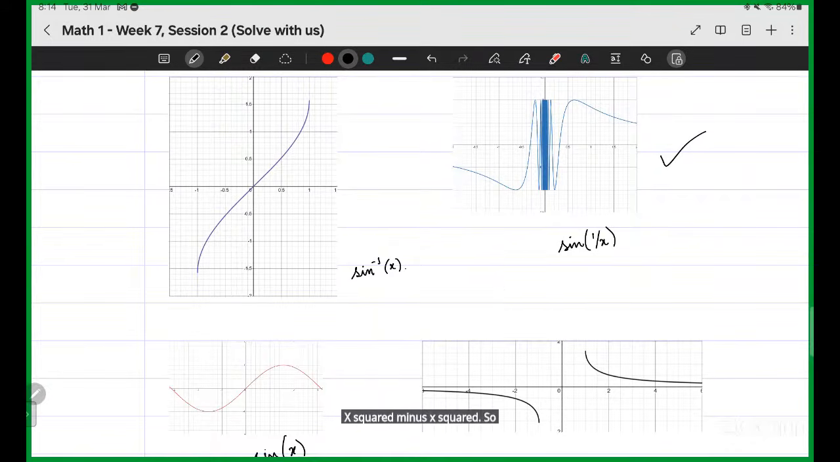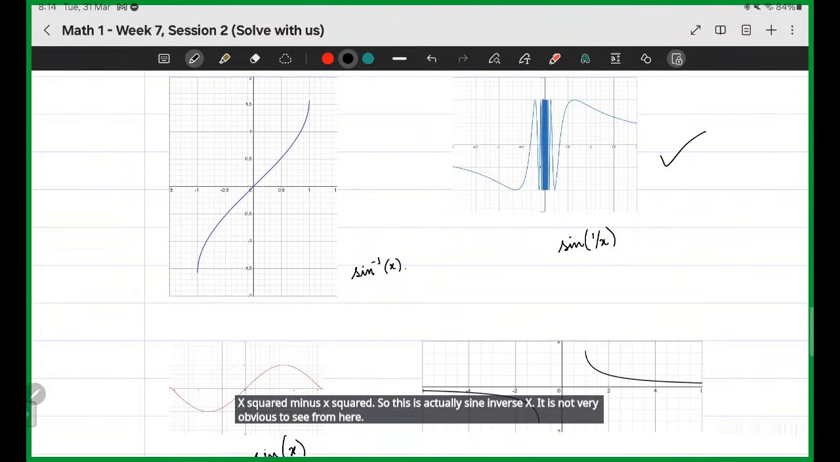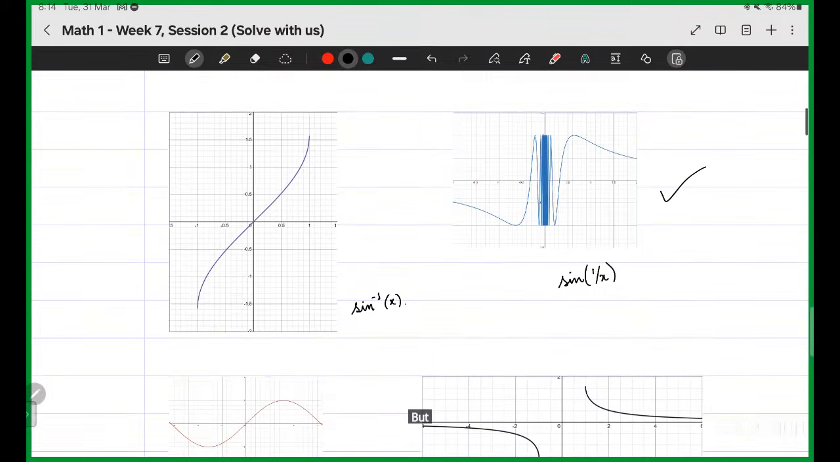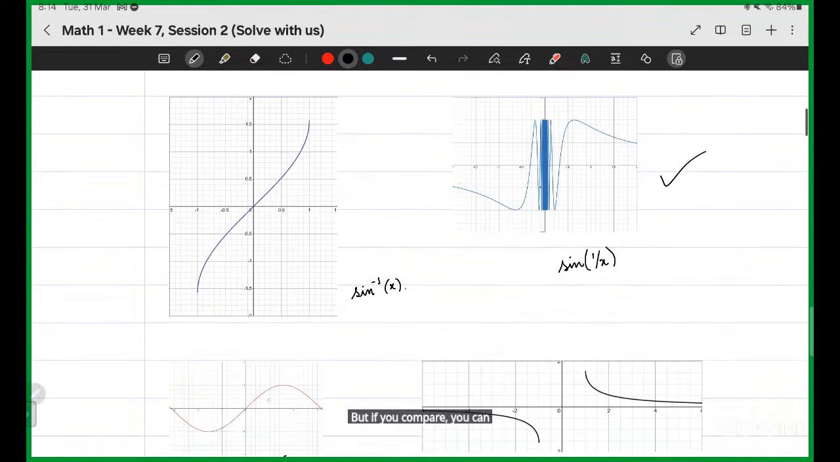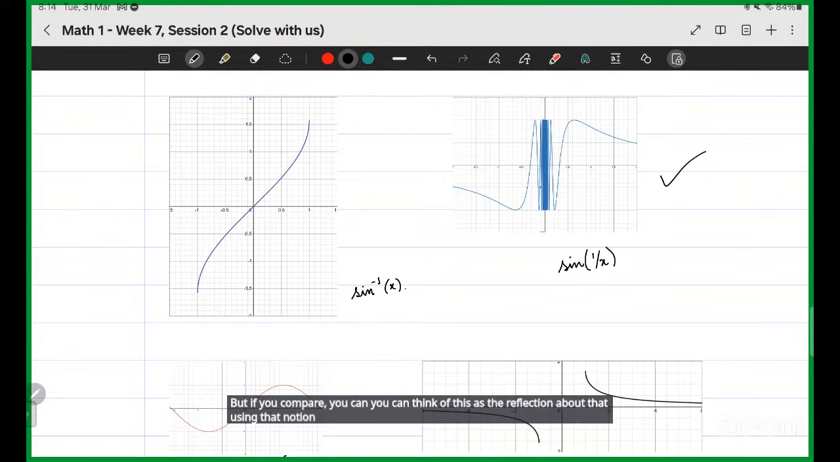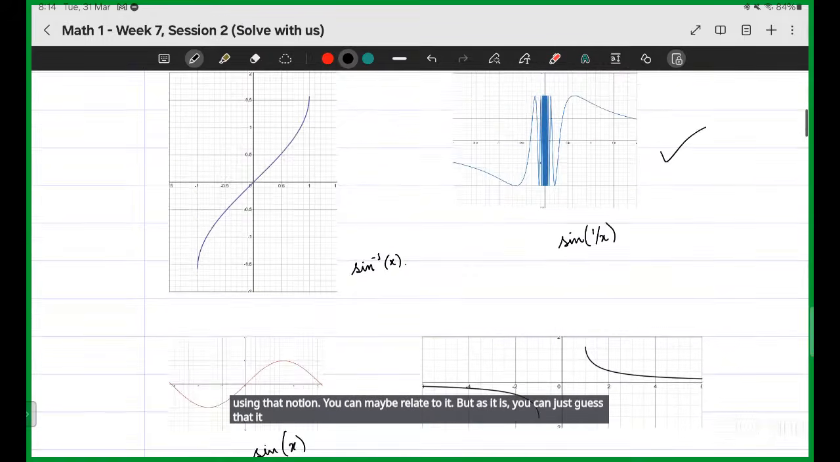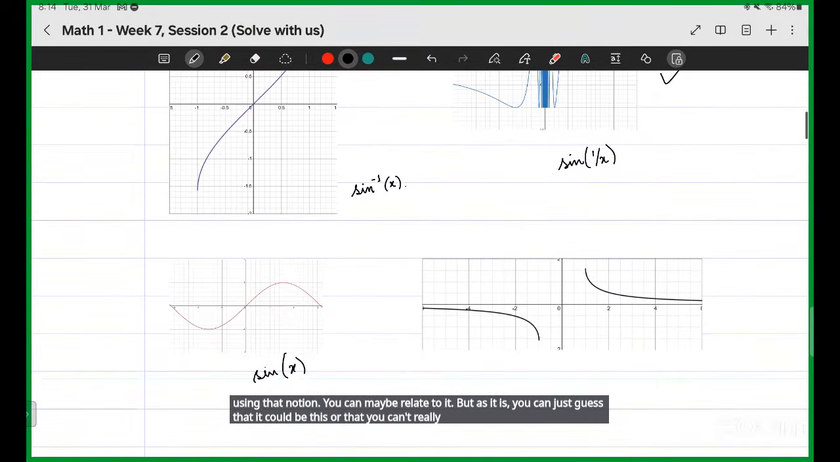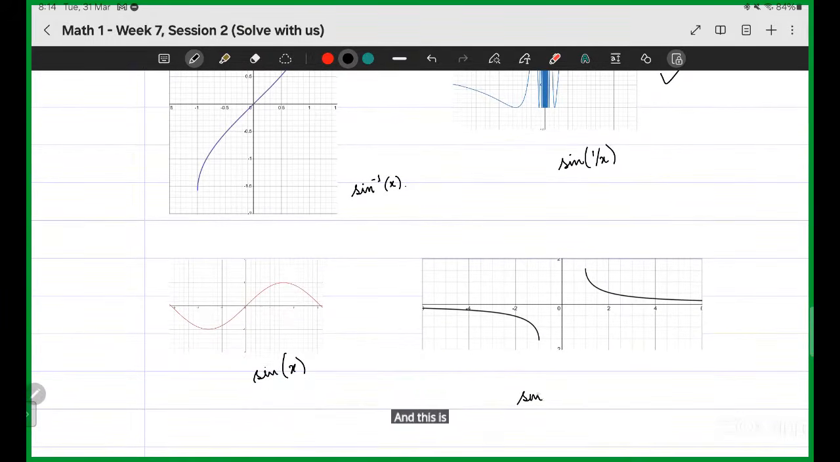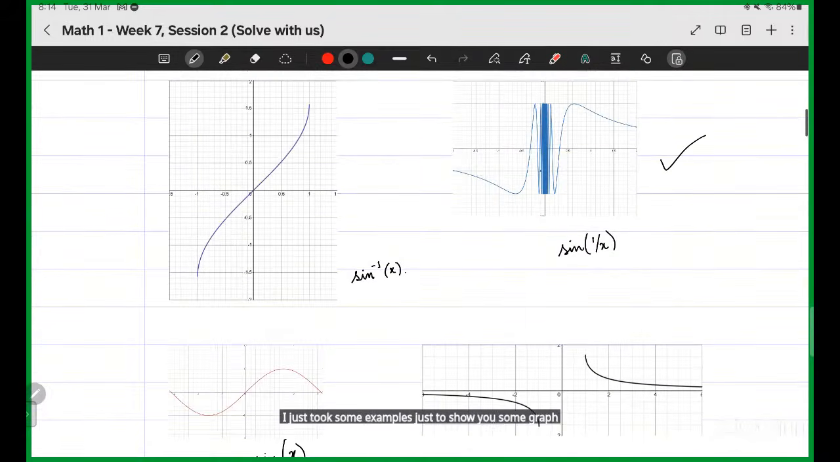So this is actually sine inverse x. It is not very obvious to see from here. But if you compare, you can think of this as the reflection about that. Using that notion, you can maybe relate to it. But as it is, you can just guess that it could be this or that. You can't really conclude. And this is sine inverse of 1 by x. I just took some examples just to show you some graphs of some functions.